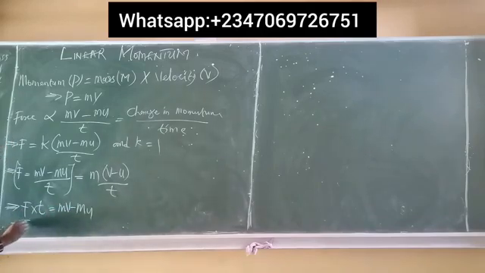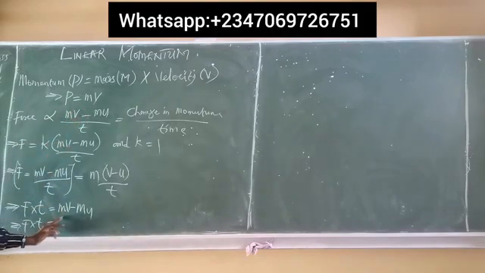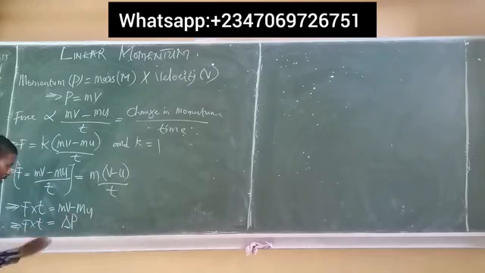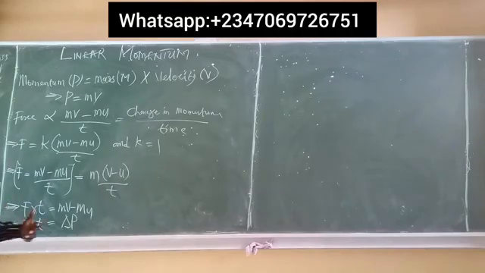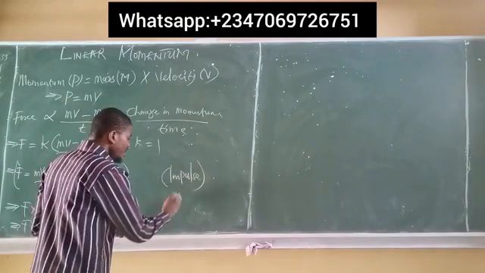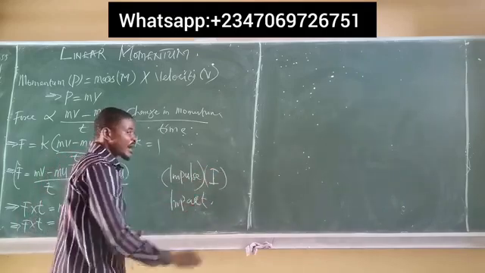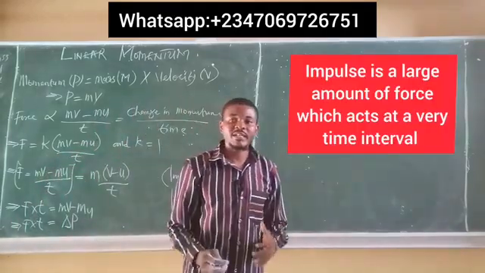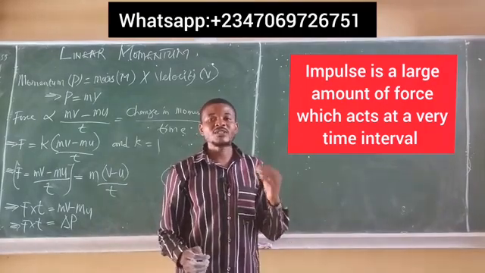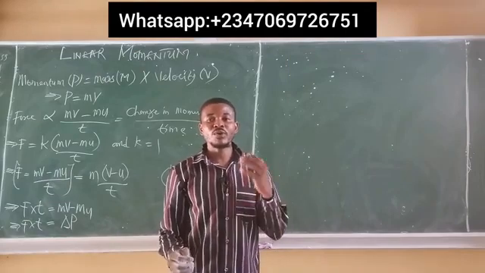This implies that force times time is equal to mv minus mu, where mv is the final momentum and mu is the initial momentum. So this is simply the change in momentum P. And force times time itself is a concept in physics called impulse or impact, simply capital I. The impulse on an object is a large amount of force which acts over a very short time.